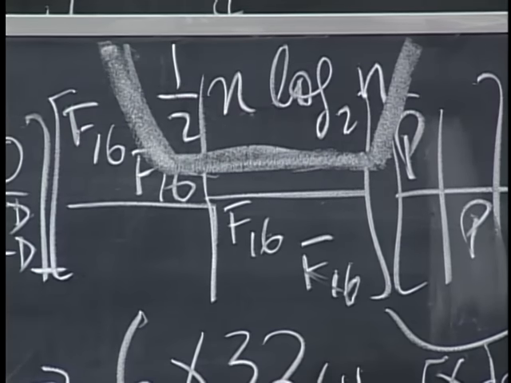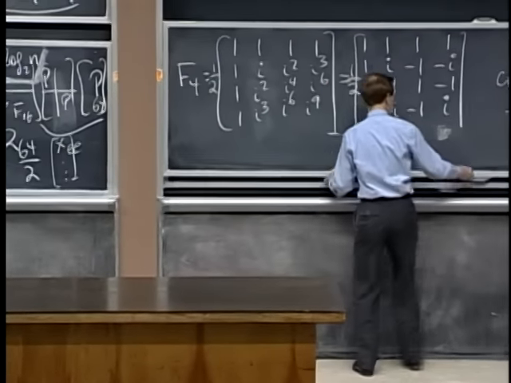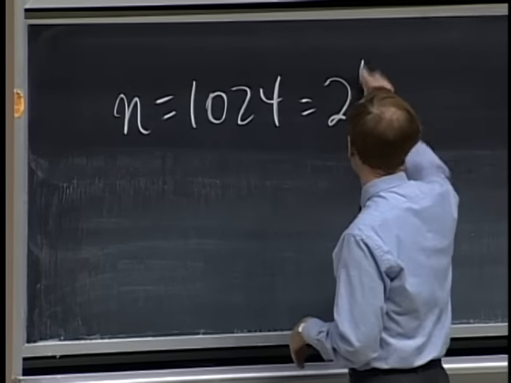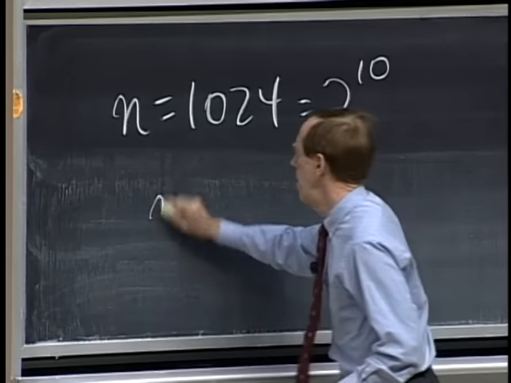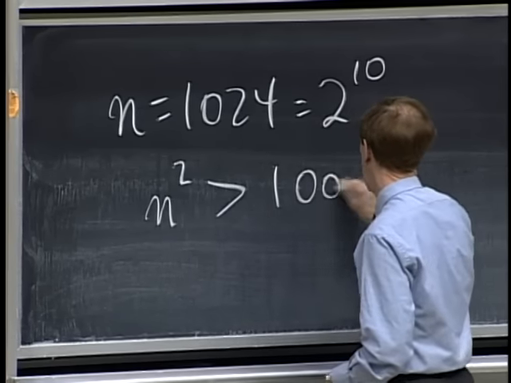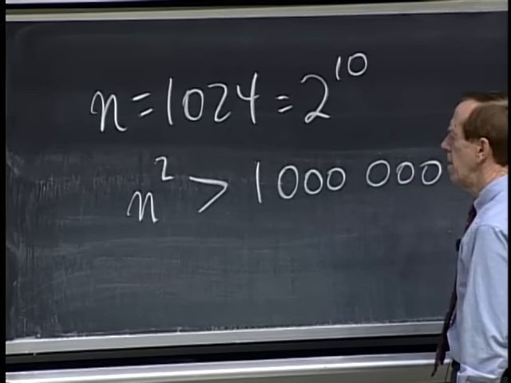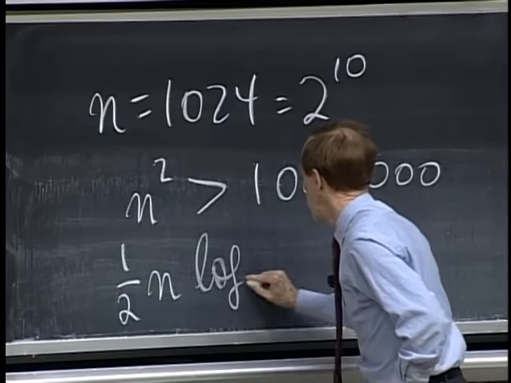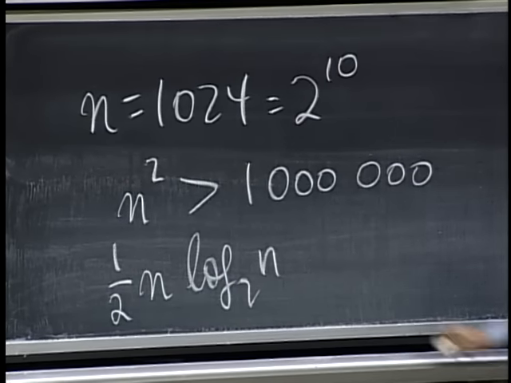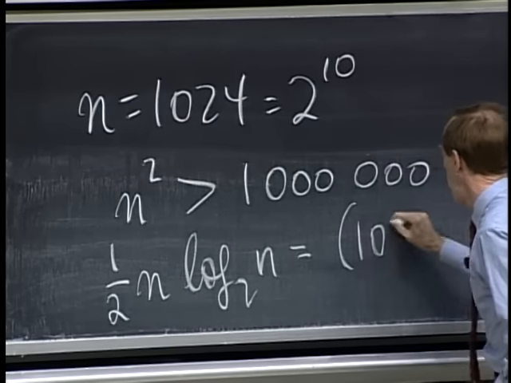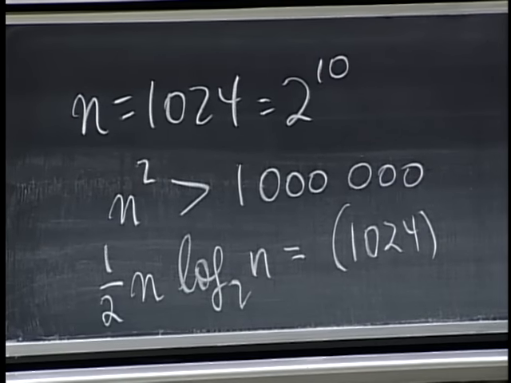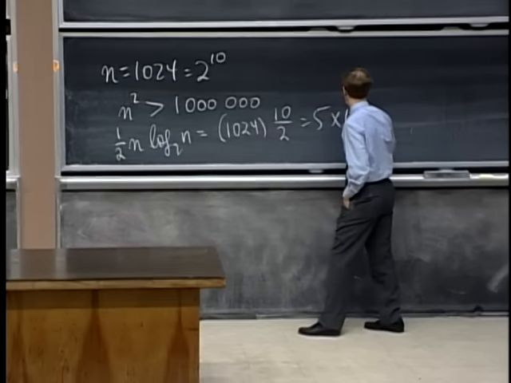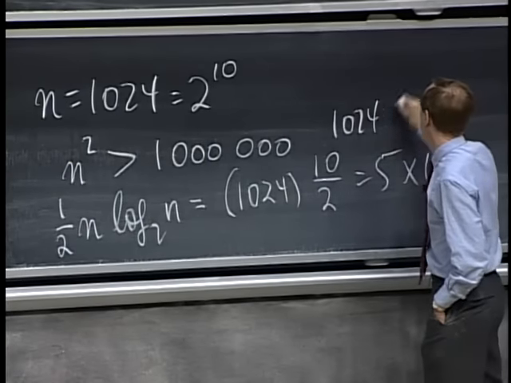And if we just complete by doing a count, suppose a typical case would be 2 to the 10th. Now, n squared is bigger than a million. So it's 1,024 times 1,024. But what is the new count done the right way? It's n, the 1,024, times 1/2, and what's the logarithm? It's 10. So times 10 over 2. So it's 5 times 1,024, where this one was 1,024 times 1,024.